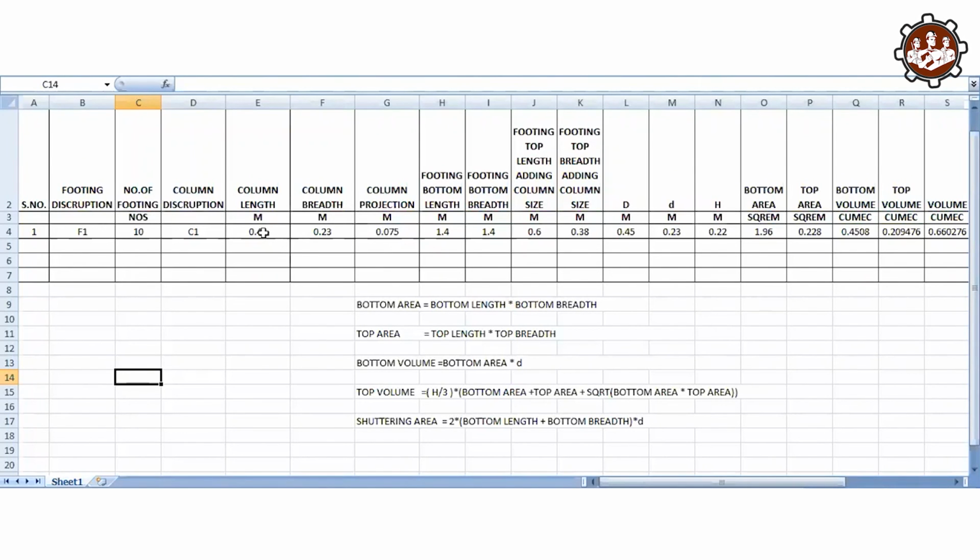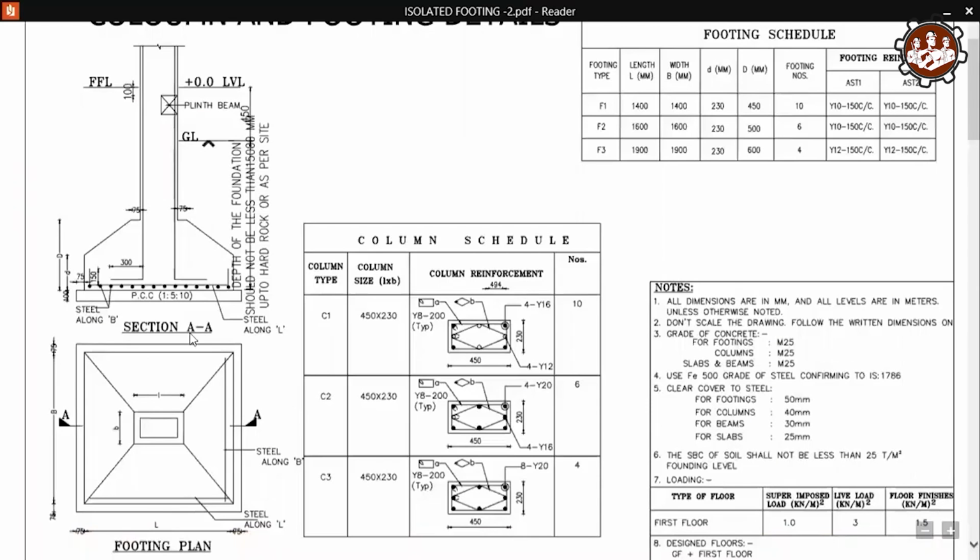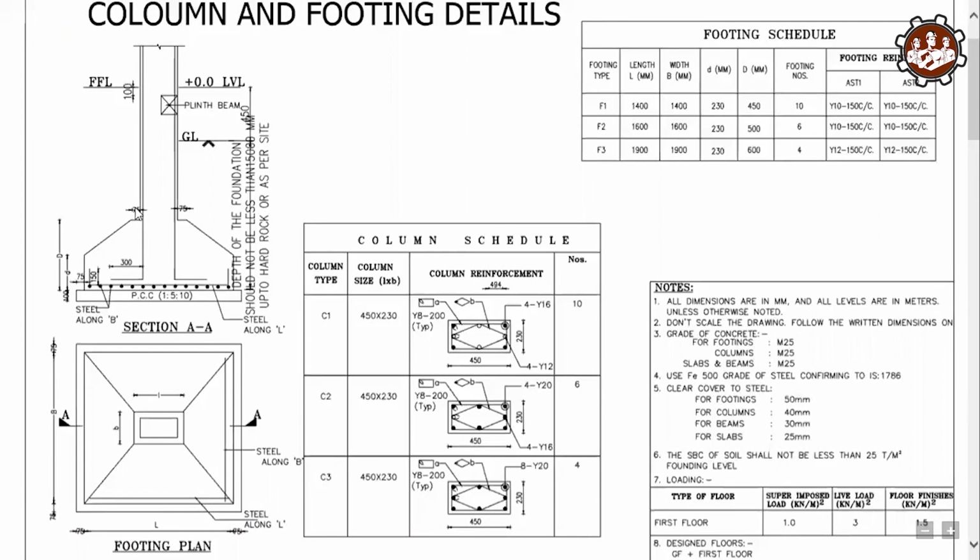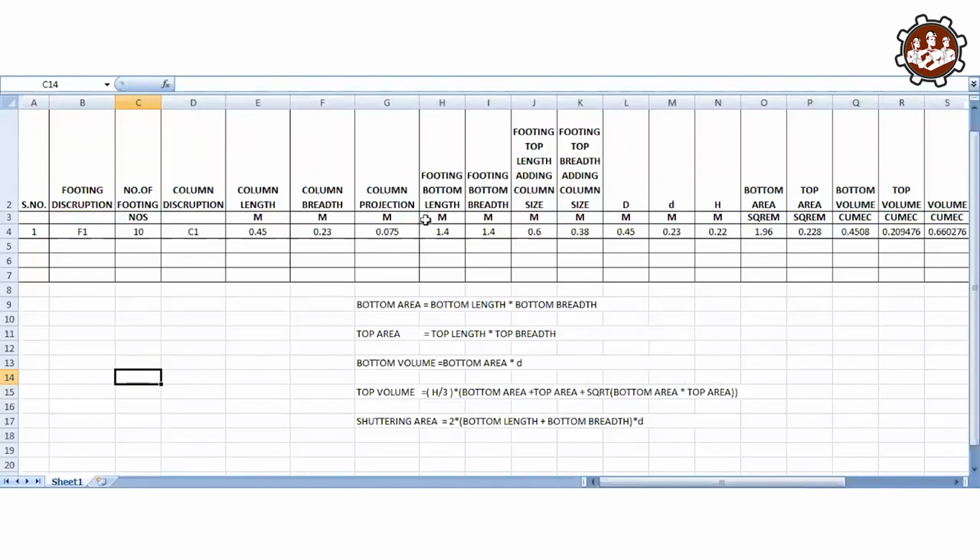So this is the column length 0.45 meter, column breadth 0.23 meter. So this is the column projection from the face of column, 75 mm. You can see here, this is the column projection 75 mm. Okay, both sides 75 mm. And this is the footing bottom length that is given in the drawing, 1.4 meter, footing bottom breadth that is also given in the drawing, 1.4 meter.